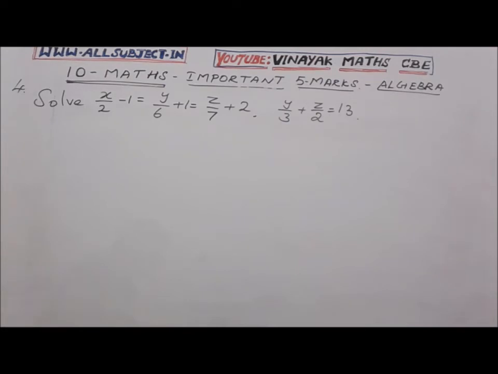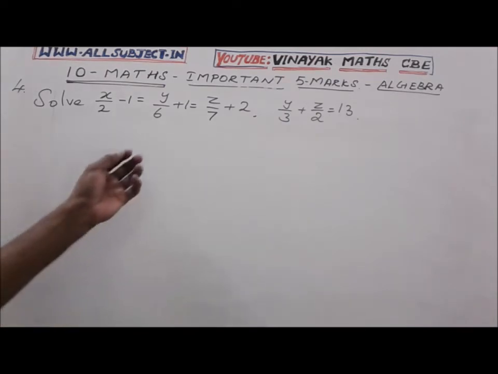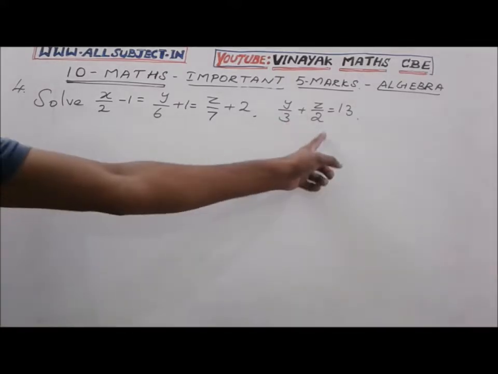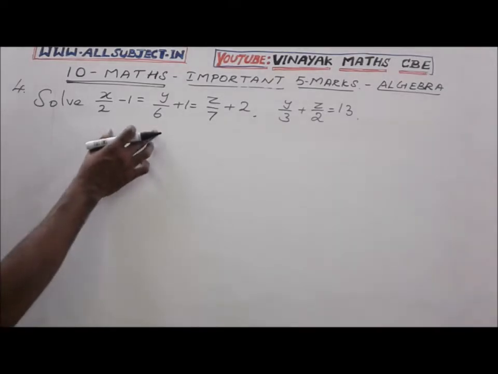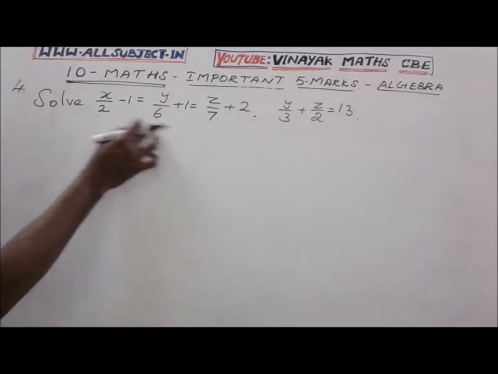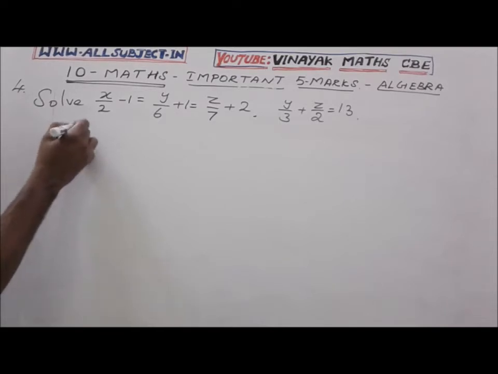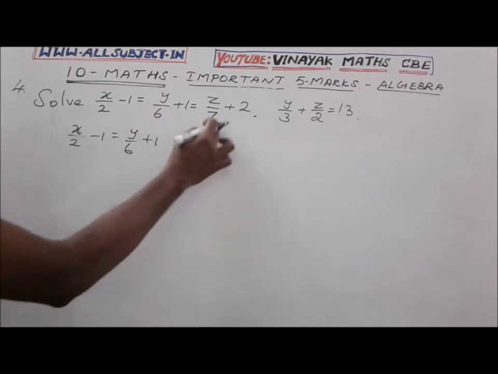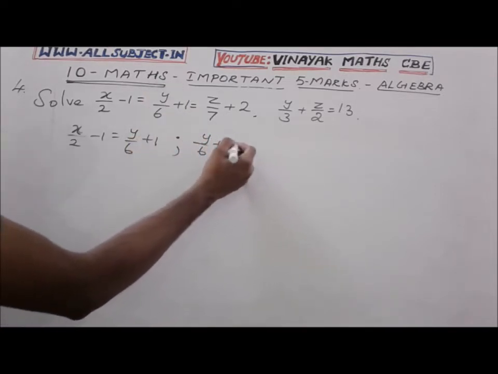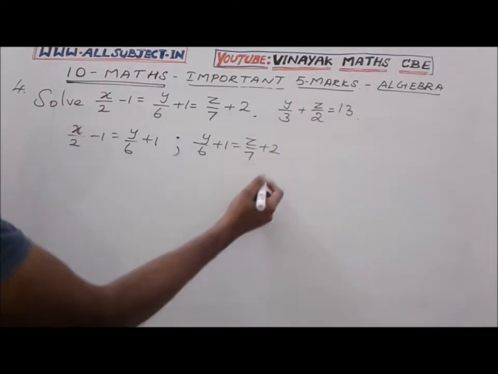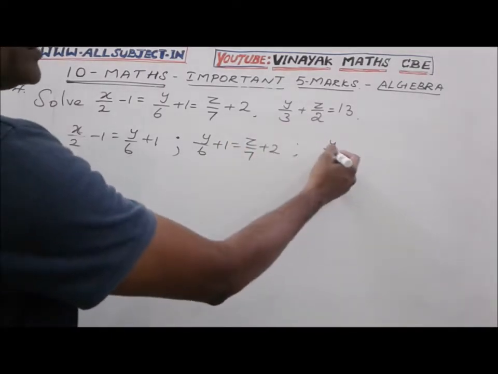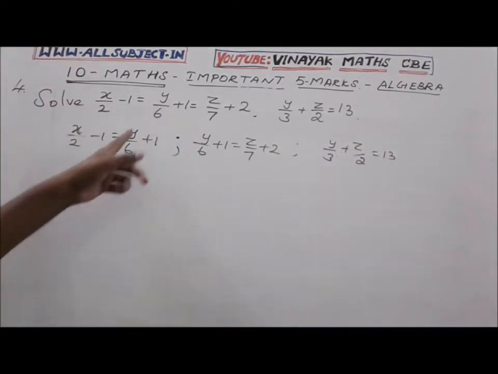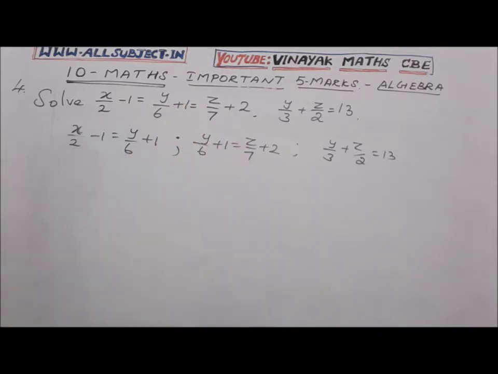Here we have three equations. The two equations are derived from the given ratio, and one more equation is here. By taking two equations from this ratio, first equating the first two terms, x by 2 minus 1 equal to y by 6 plus 1, and equating the next two ratios, y by 6 plus 1 equal to z by 7 plus 2, and here we have the third equation, y by 3 plus z by 2 equal to 13. Equating first two terms and then the next two terms, we can get two different equations.